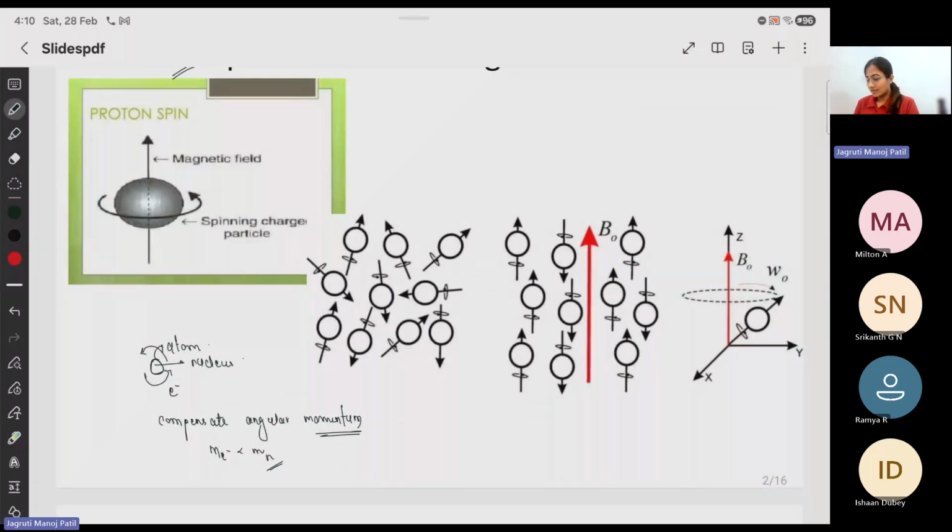Now, suppose you have applied an external magnetic field in this direction. You might have studied something about dipoles and dipole-dipole interaction. Everything will be arranged in the manner in which your magnetic field is being applied. So in this case, the magnetic field is applied along this axis.